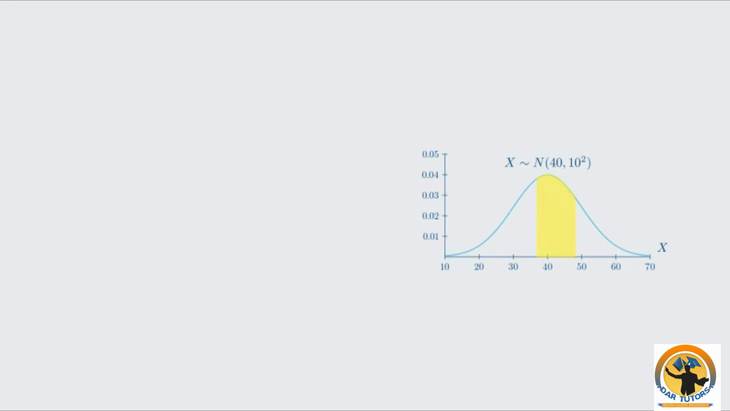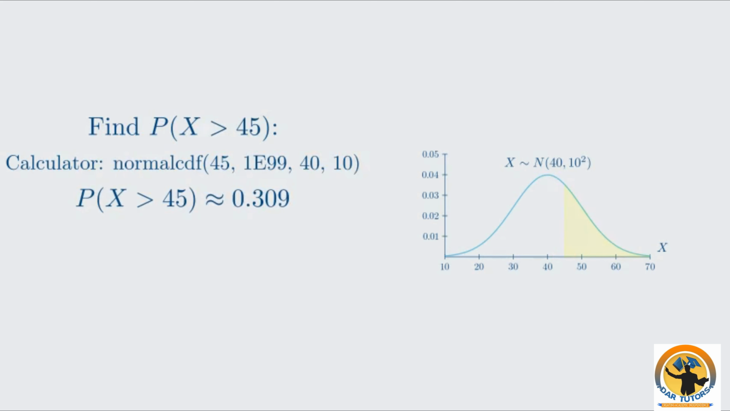We can also calculate the probability of a value being greater or less than a certain point. For the probability that x is greater than 45, we set the lower bound to 45 and the upper bound to a very large number, like 10 to the power of 99 to represent infinity. The result is approximately 0.309.